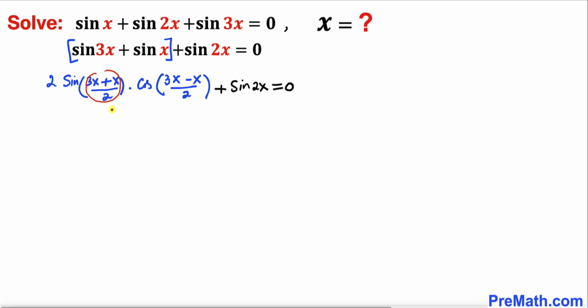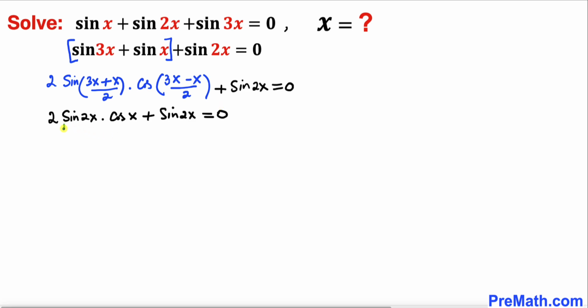Now let's simplify this part. 3x plus x divided by 2 is 4x divided by 2, which reduces to simply 2x. Likewise, 3x minus x is 2x divided by 2, which reduces to simply x. So this equation can be written as 2 sine of 2x times cosine of x, and then plus sine of 2x equals 0.